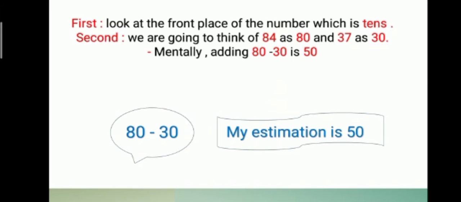So we look at the front place of the number, which is tens. Second, we are going to think of 84 as 80 and 37 as 30. So mentally subtracting 80 minus 30 is 50. So my estimation is 50.